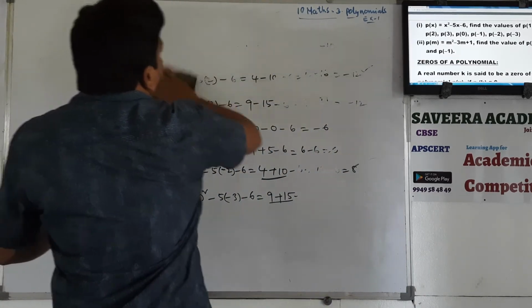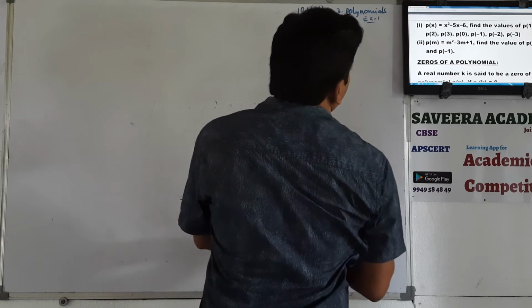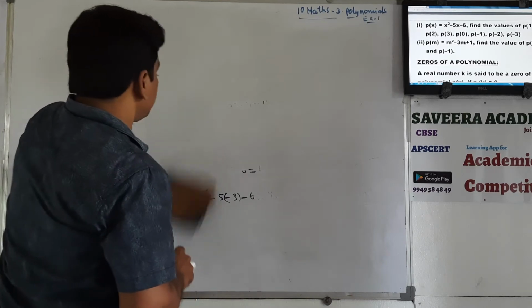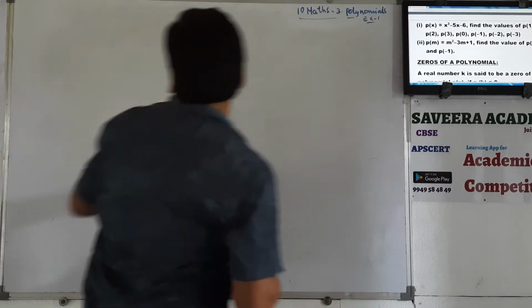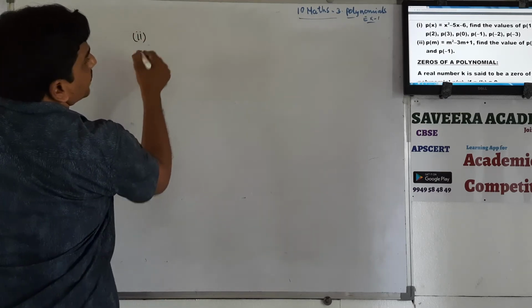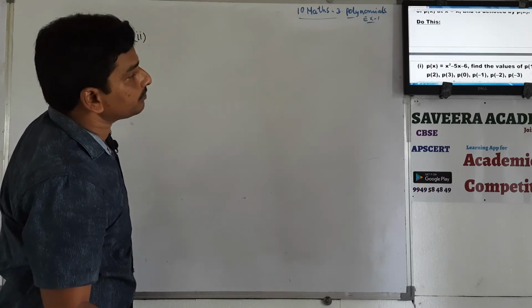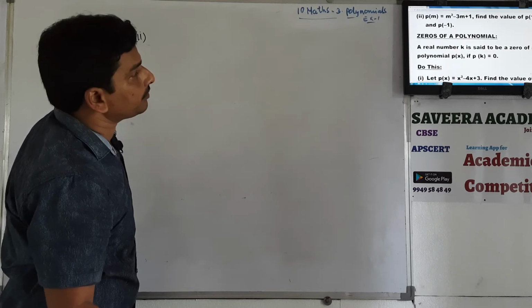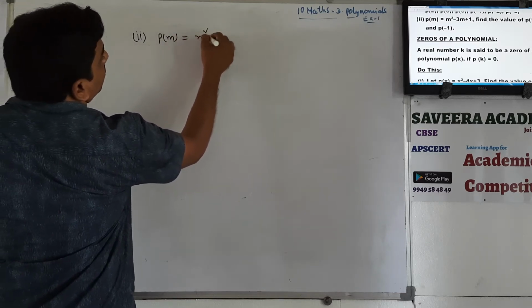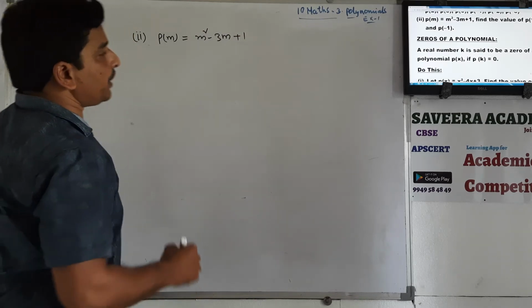Let us see the second problem. What is given there? P of m is equal to m square minus 3m plus 1. Okay. P of m is equal to, second one, do this. Do this. Second one, P of m is equal to m square minus 3m plus 1. Find the value of p of 1 and p of minus 1.